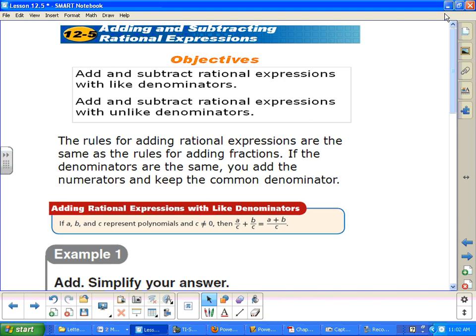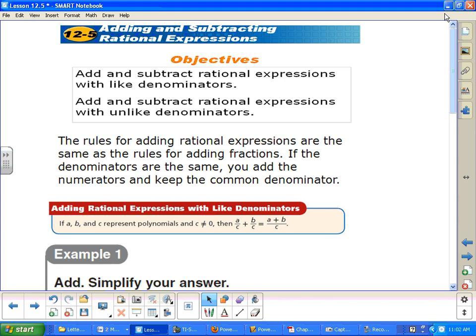All right, adding and subtracting rational expressions. So reminder, this is like adding and subtracting fractions. When you add and subtract fractions, you have to have a common denominator. So you must also have a common denominator when you're adding and subtracting rational expressions.